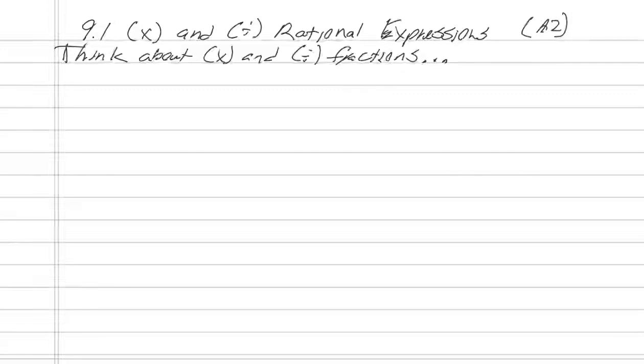Alright, good day. Today we're going to talk about section 9.1. We're going to talk about multiplying and dividing rational expressions. And we're going to start with doing a little review on multiplying and dividing with fractions, because fractions are rational expressions. The word rational comes from ratios.